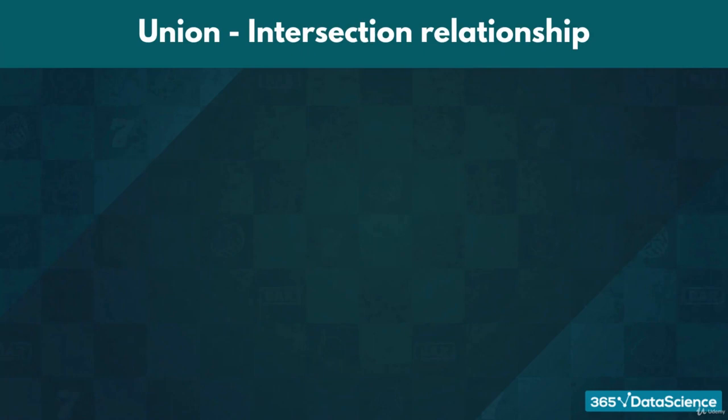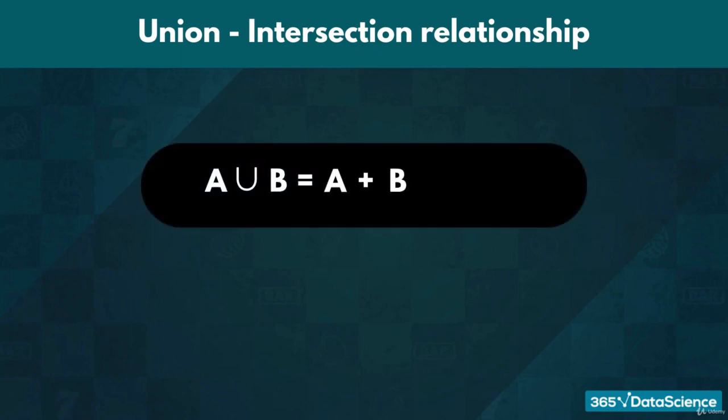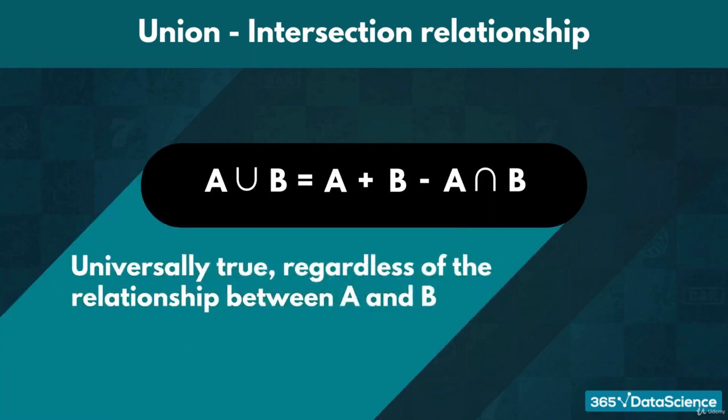We can use the notation we learned so far in this course to express this. The union of A and B equals the sum of the sets of A and B minus their intersection. In fact, the union formula we just showed you is universally true, regardless of the relationship between A and B.